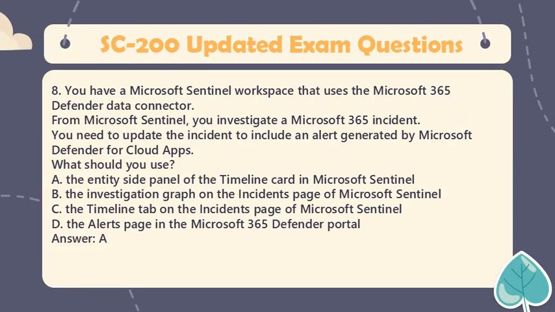8. You have a Microsoft Sentinel workspace that uses the Microsoft 365 Defender Data Connector. From Microsoft Sentinel, you investigate a Microsoft 365 incident. You need to update the incident to include an alert generated by Microsoft Defender for Cloud Apps. What should you use? A. The entity side panel of the timeline card in Microsoft Sentinel. B. The investigation graph on the incidents page of Microsoft Sentinel. C. The timeline tab on the incidents page of Microsoft Sentinel. D. The alerts page in the Microsoft 365 Defender portal. Answer: A.